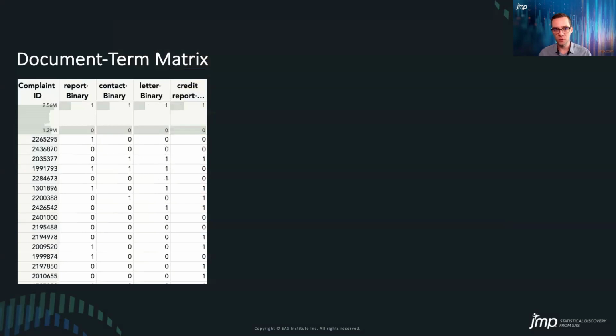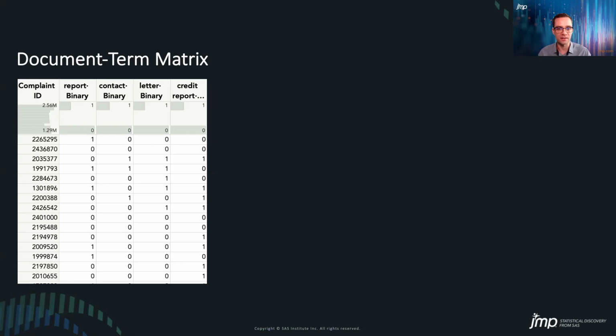So how does all this work? Well, we're building a model that starts with the document term matrix, which is a representation of the text where each row is one document, and then each column is one term that could appear. And then in this case, we have what we call binary weighting. So if the term appears, we enter a 1. If the term doesn't appear in that document, we enter a 0.